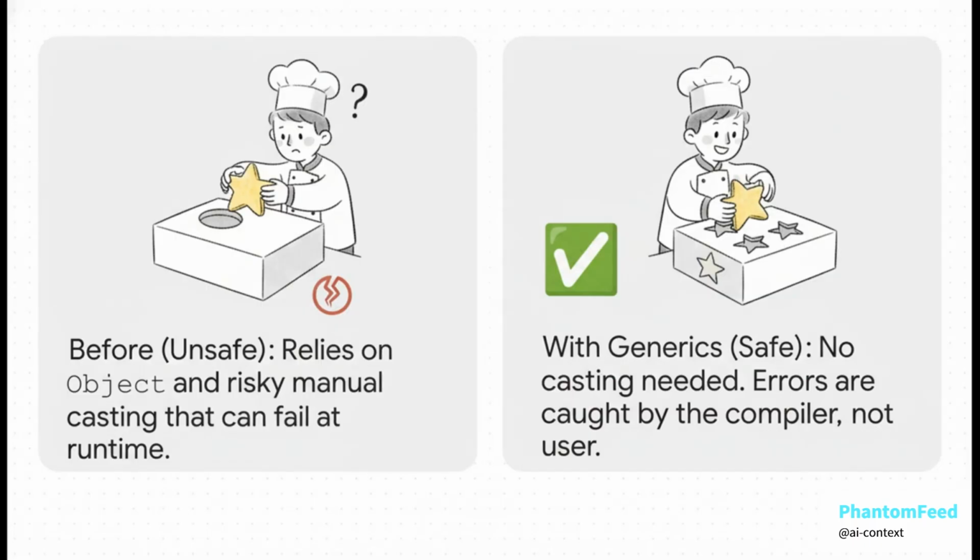And this slide right here perfectly captures why that's so powerful. In the bad old days before generics, you'd just get a generic object back. You'd have to manually cast it and just hope you guessed the type right. It was a huge source of crashes at runtime. But with generics, the type is part of the deal. There's no casting, no guesswork, and if you try to put the wrong thing in the box, the compiler catches it for you instantly. So much safer.